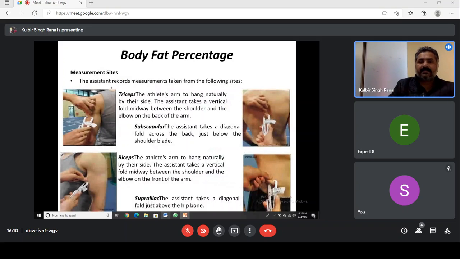See, these are the measurement sites from which we take the skin folds, right? This is subscapular, triceps, biceps, supra-iliac. These are the common sites. If we want, we can take from the thigh also, but generally it is not taken in a sports person, because for sports persons we usually take these areas.